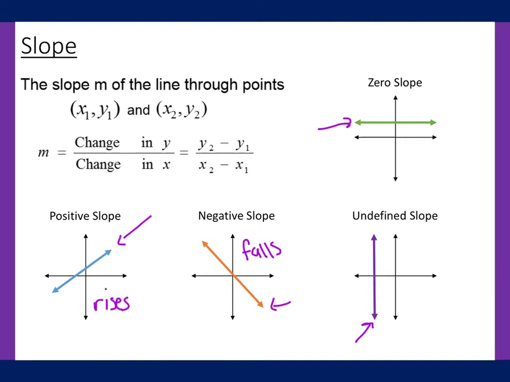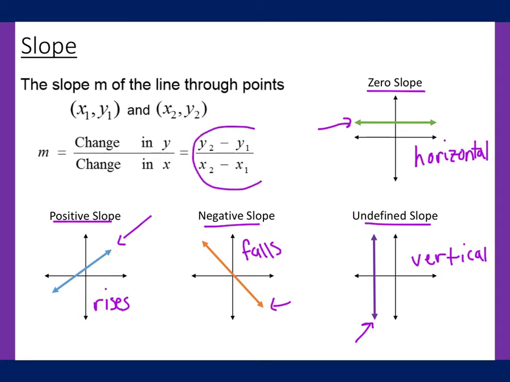The zero slope gives us a horizontal line. Remember, horizontal is like the horizon. That's the way you can remember which way is horizontal and which way is vertical. And then this undefined slope is vertical. And these words here tell us how this relates to the number that we find from this formula. If the number we find from this formula is positive, that means it has a positive slope. That means it rises. If you get a negative, then it falls, and so on.